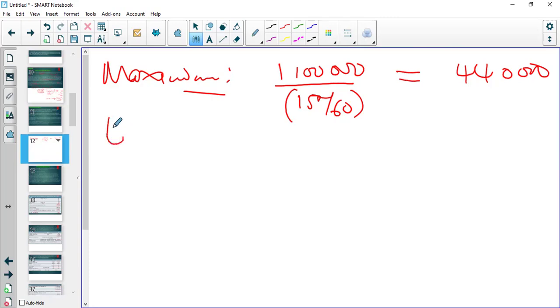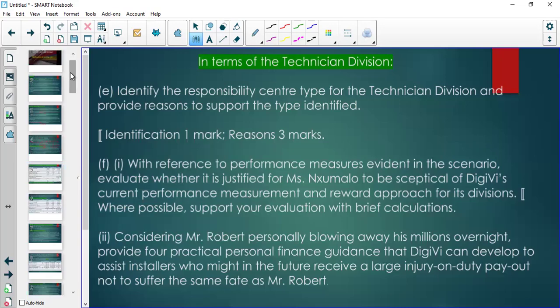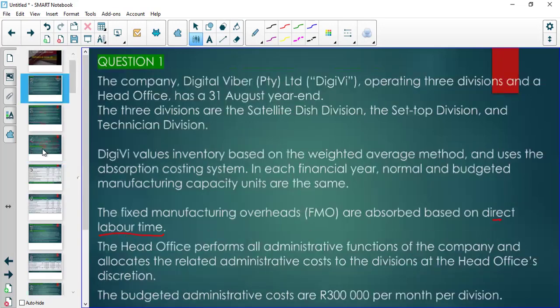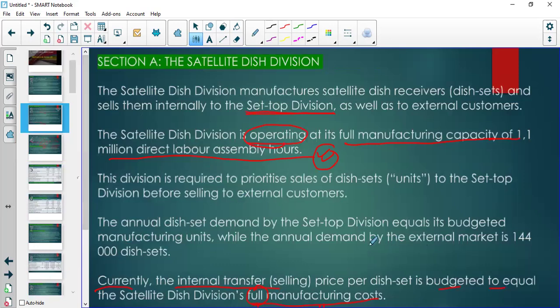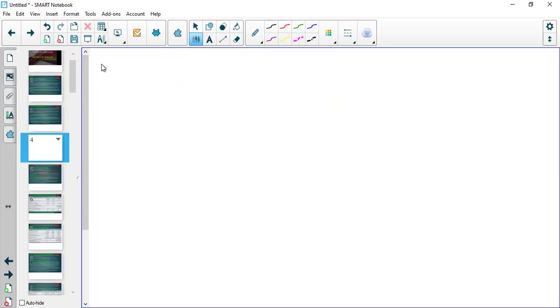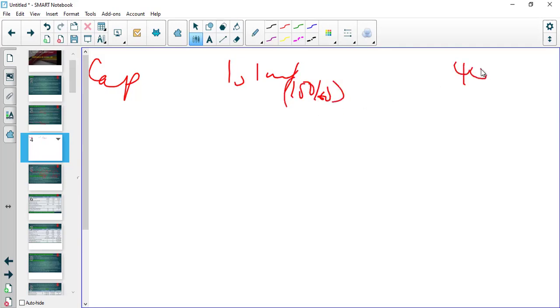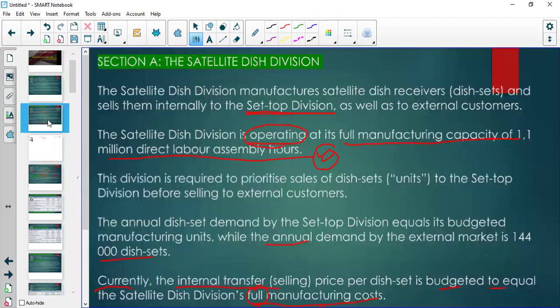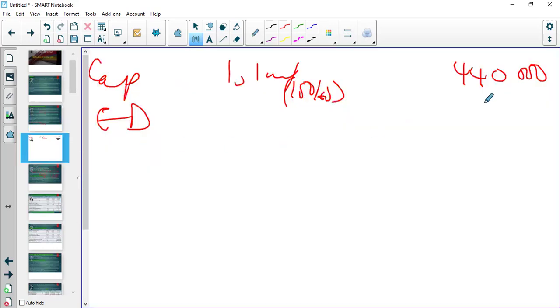Then the external demand, the external customers. I think I saw somewhere where we are given the external demand. Yeah, the external demand is 144,000. My apologies, I have to restart. So capacity is 1.1 M over 150 over 60. So I got 440,000 here. Then external demand, what's that again? 144,000.